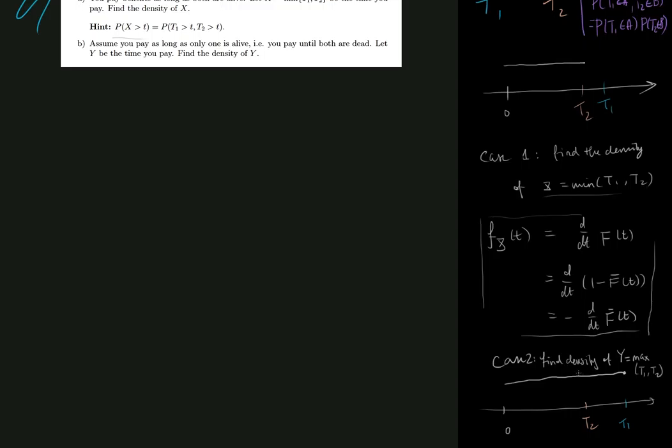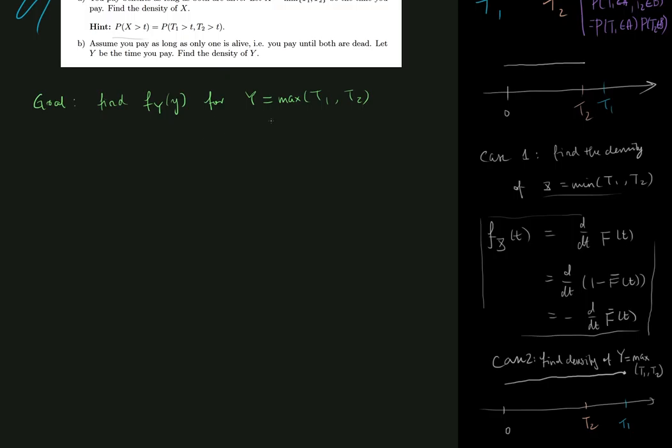So, what am I trying to say here? I'm trying to say that we want to find the density of Y, given as the maximum of the 2 remaining lifetimes. So let me just write that up. Goal: find the density f_Y for Y equal to the maximum of T1 and T2.